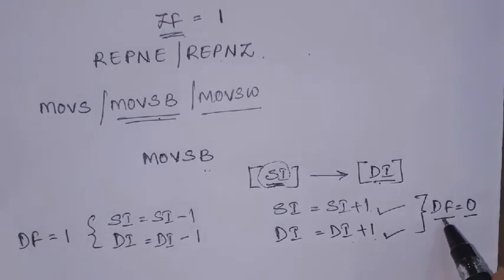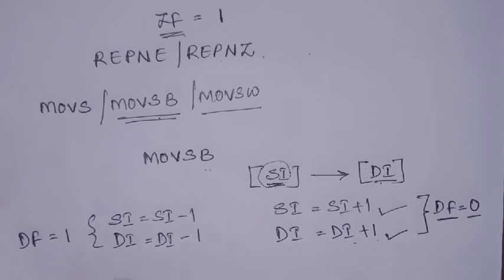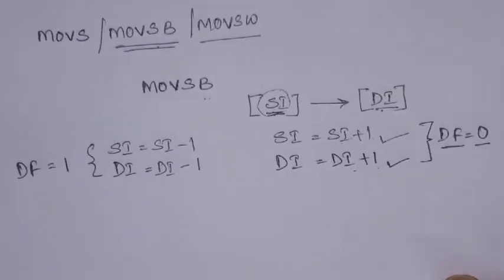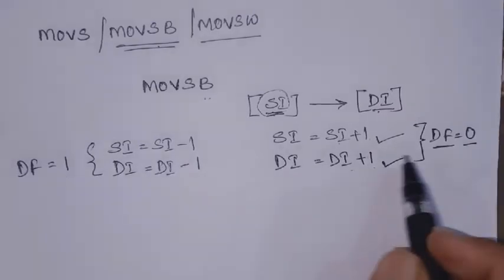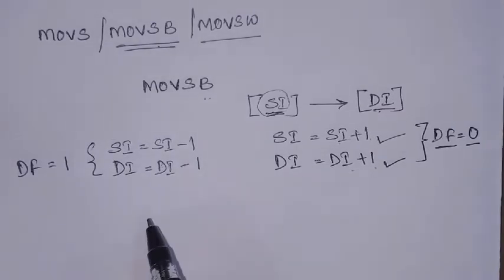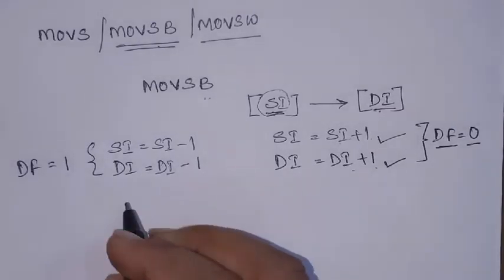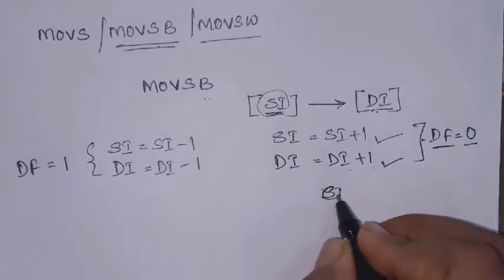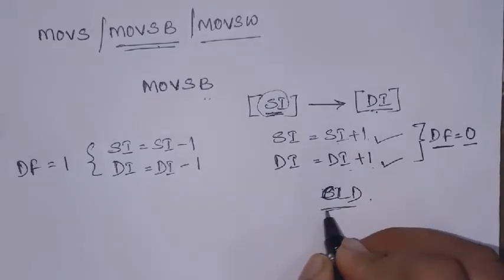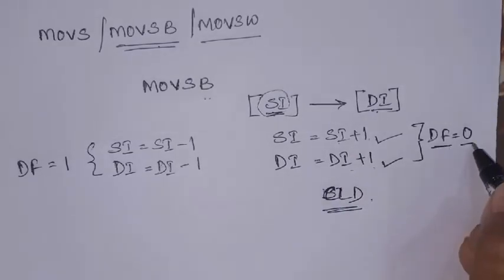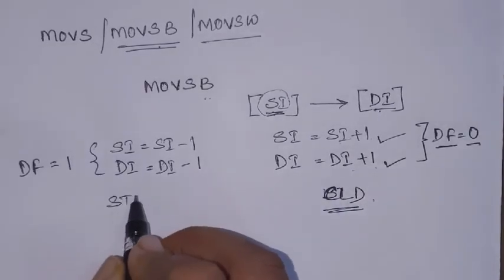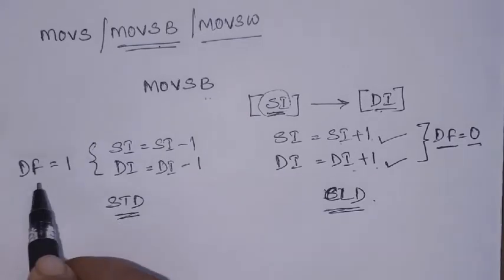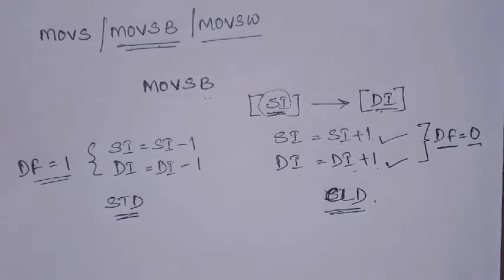So how can you make this direction flag 0 or 1? Using instructions. The direction flag is a control flag. You can set or reset it with the help of instructions. The clear direction instruction will clear the direction flag to 0. The set direction instruction sets the direction flag to 1.